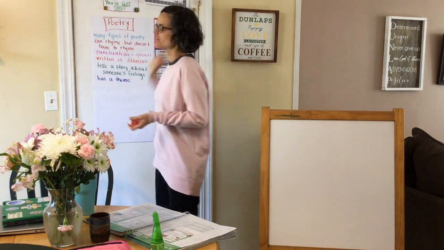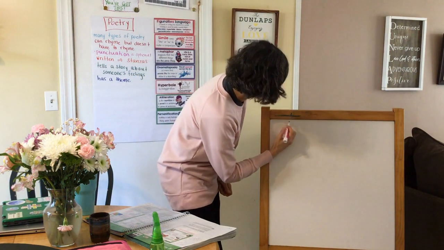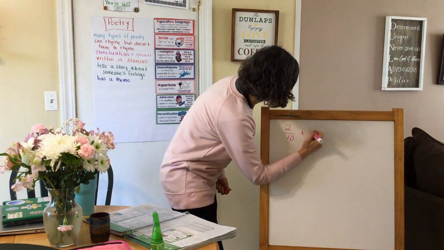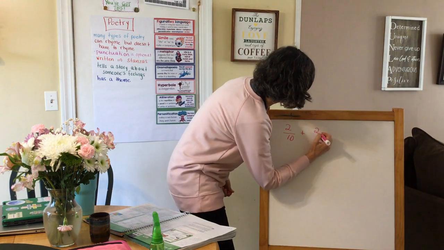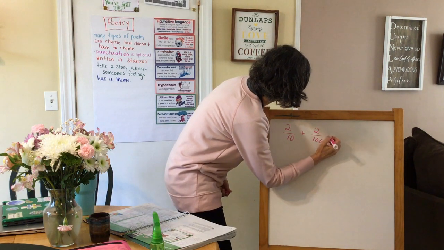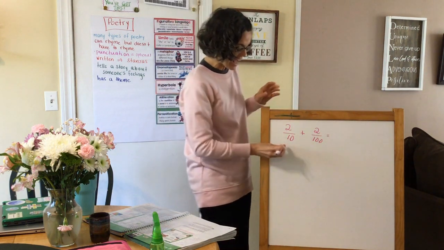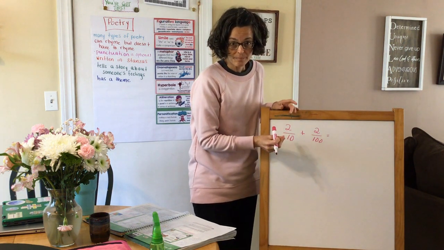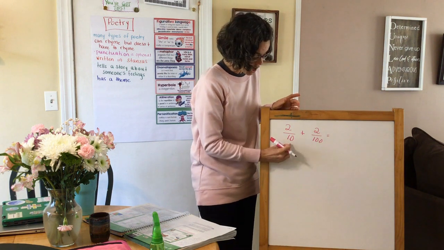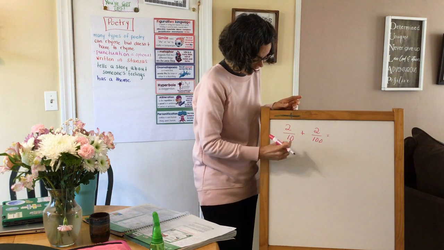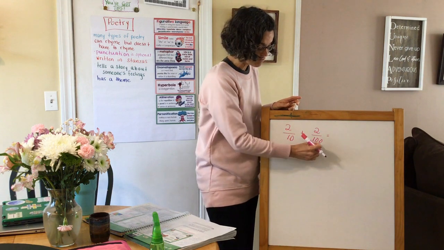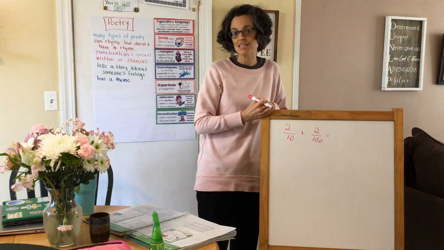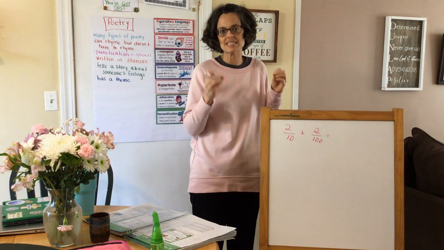All right, so for example, let's say I have the fraction 2 tenths, and I want to add it to the fraction 2 hundredths. Can I add this together as it is? Absolutely not. Why? Because the denominators are different, okay? I cannot add two fractions that are different sized pieces. They have to be equivalent fractions. They have to be the same.